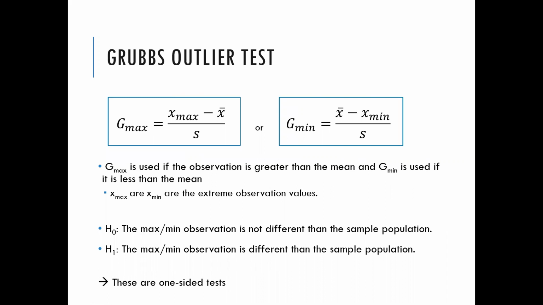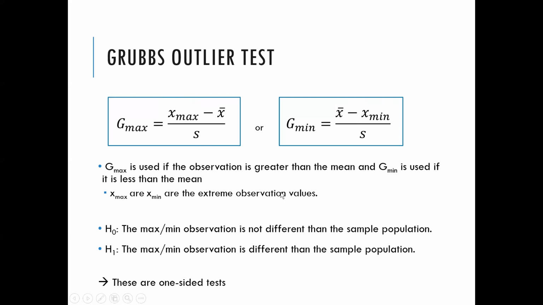So that was one way we can visually detect outliers. Another way, through actual statistical testing, to detect outliers is the Grubbs outlier test. So this is the test statistic if we want to detect an observation that is greater than the mean. And then this is the test statistic if we want to look at an observation that is less than the mean. Okay, where x sub max and x sub min are those extreme observation values.